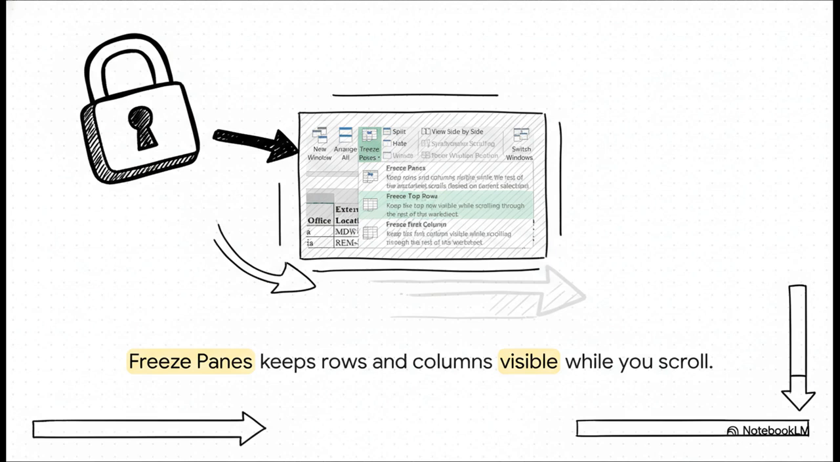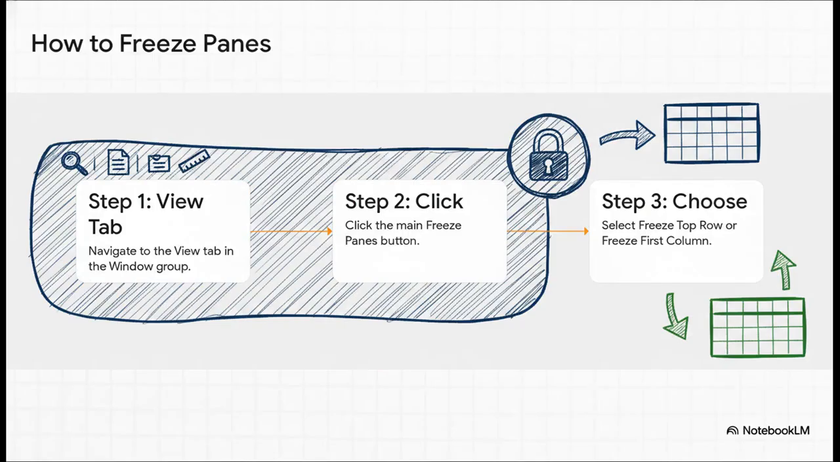It's a game changer. And turning it on is a total breeze. You just go to the View tab up on the ribbon, click the Freeze Panes button, and you'll get these simple options like Freeze Top Row or Freeze First Column. One click, and you're all set. Seriously, it's one of the most useful features for anyone working with a lot of data.